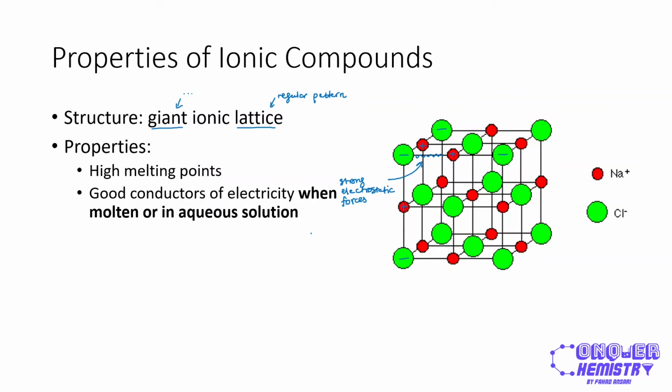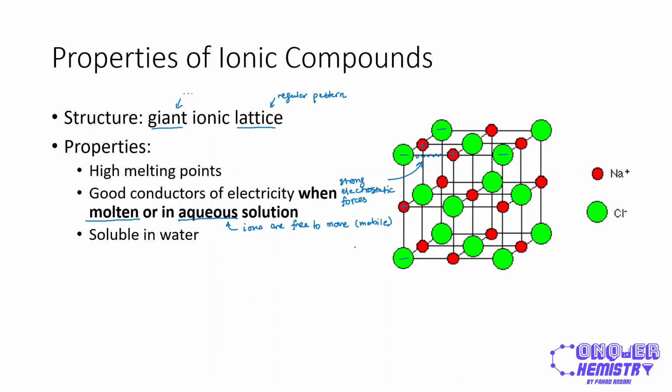So next property is that they're good conductors of electricity when molten or in aqueous solution. Now the reason for that is that in the molten state or in the aqueous solution, the ions are free to move. In the solid state, the ions are in fixed positions, just like in most solids, but in molten or aqueous state, ions are free to move. So if you apply a potential difference across a molten or aqueous solution of an ionic compound, the ions can carry the charge from one end to the other and so conduct electricity. These ions that are free to move, we call them mobile ions.